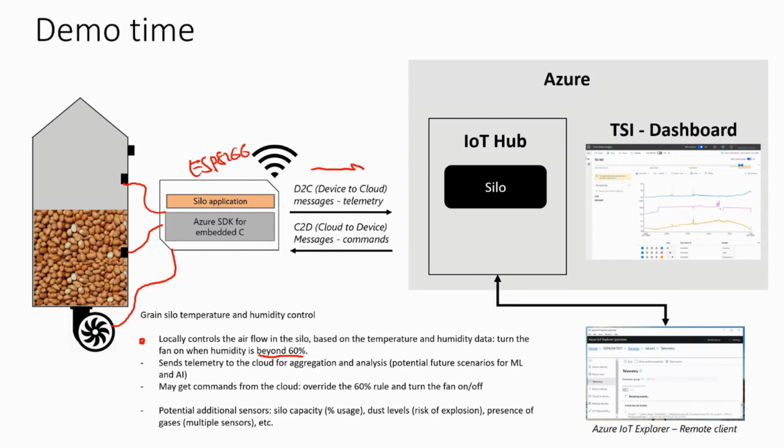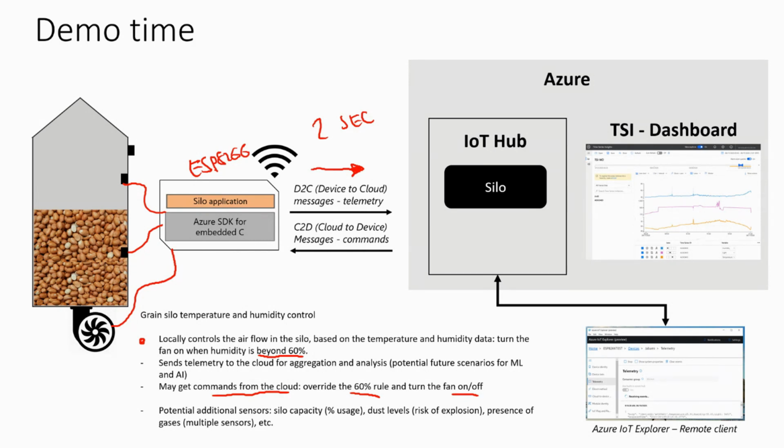And it keeps sending messages reporting the temperature and humidity to the cloud every 2 seconds. And this is something that is configurable. And also, this device can get commands from the cloud. So if you decide that you want to turn this on for a test or for anything remotely, you can turn it on. So we can override the 60% rule and turn the fan remotely on and off.